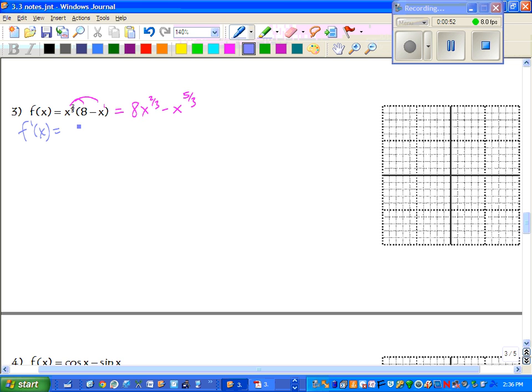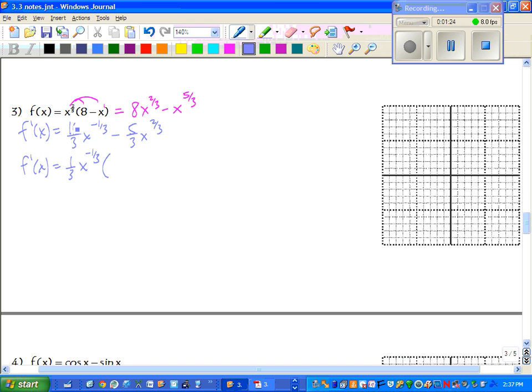So if we bring the 2/3 out in front, we get 16/3 times x to the negative 1/3 minus the derivative of this, we've got 5/3 x to the 2/3. We can factor out an x. I'm going to go ahead and factor out a 1/3 times x to the negative 1/3. We can factor out the smallest exponent. By factoring out the 1/3, we also take care of that fraction.